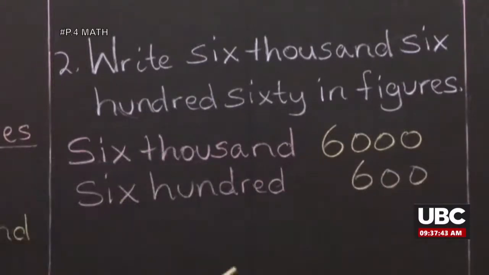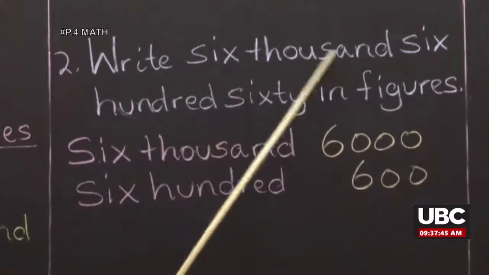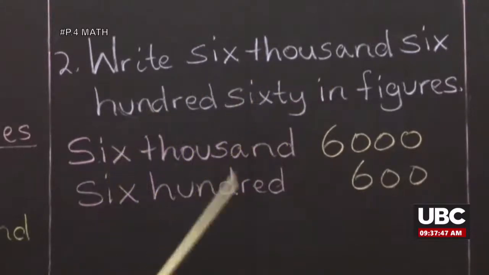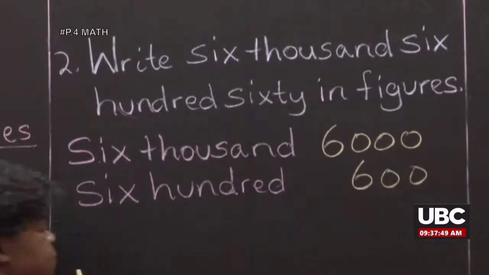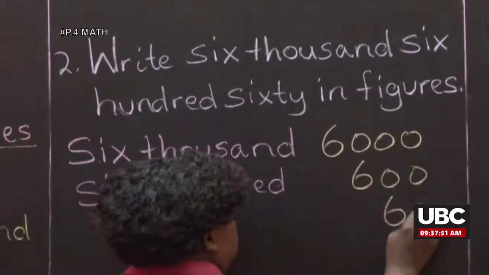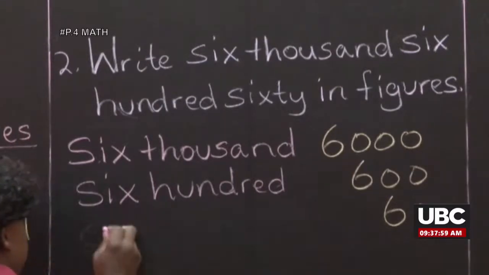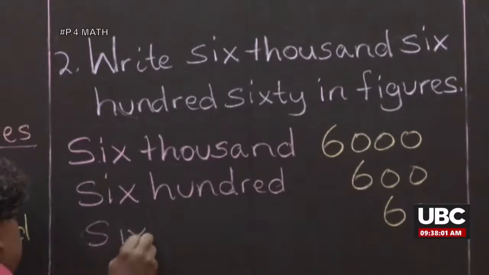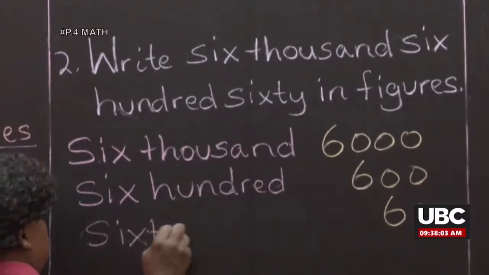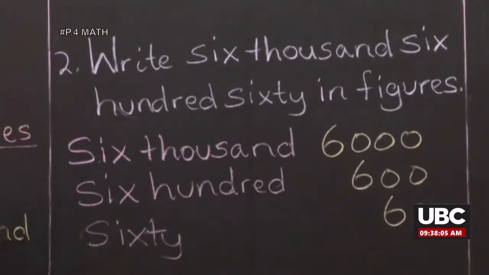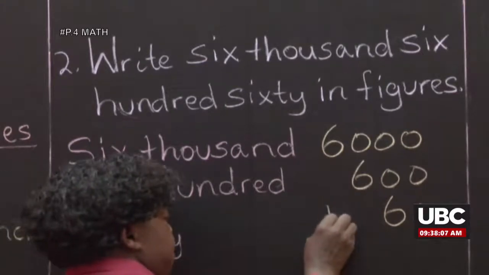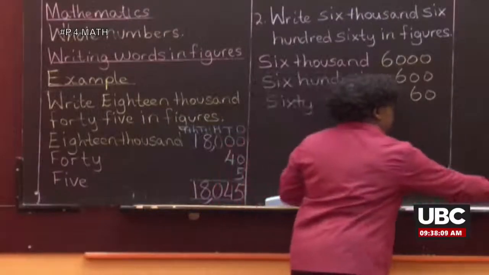That is 600, 6,000, 660. That is 60. After that, we are going to add our numbers together.